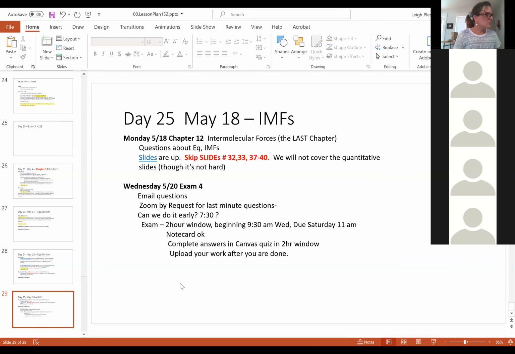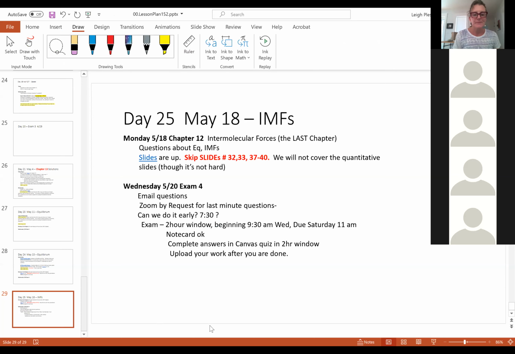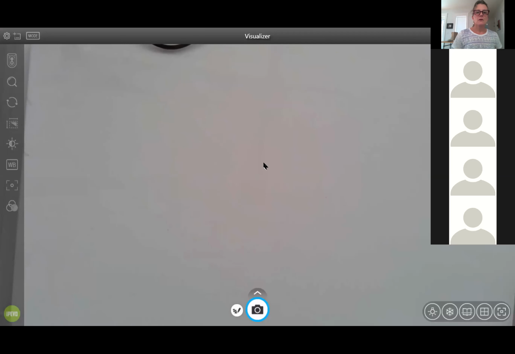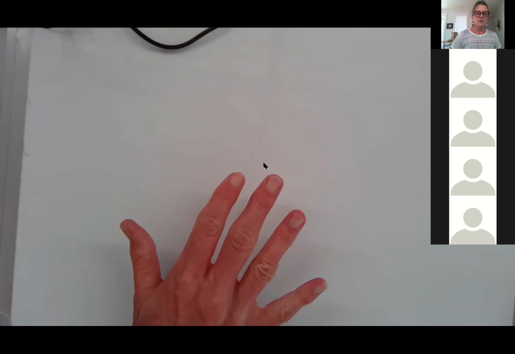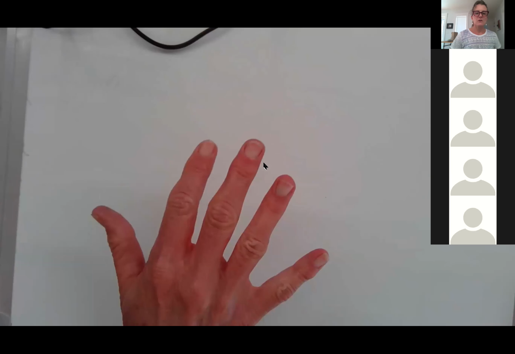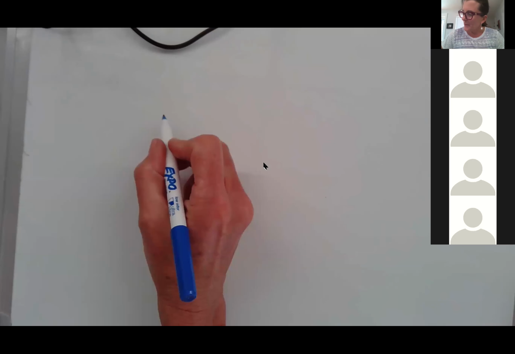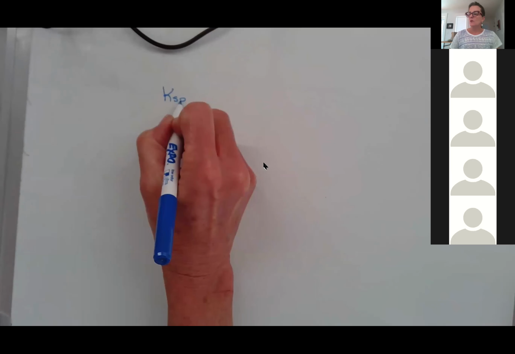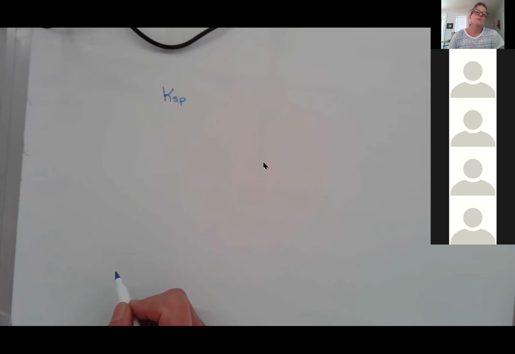Okay, so let's go over, there were a couple questions on equilibrium. I'm going to change my screen share and look at those. Okay, I'm a little slow. So there was a question on the homework about KSP, and KSP is an equilibrium constant. It's a name that refers to something dissolving.